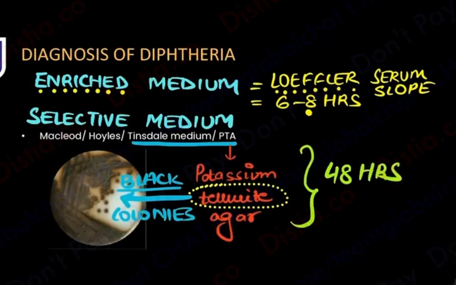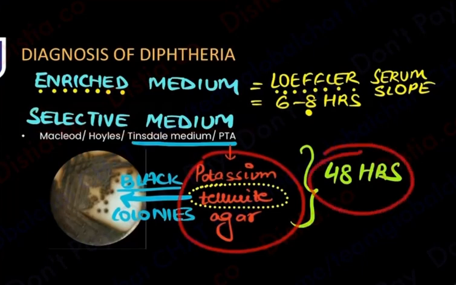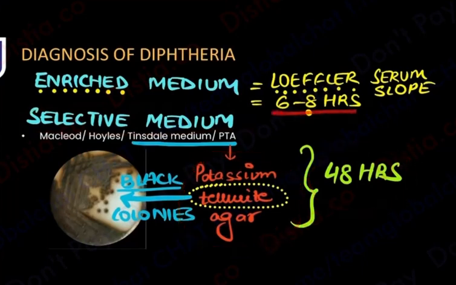So now listen to one PYQ. This is going to be very close in the paper. If I say I have a suspected case of diphtheria, bull's neck, pseudomembrane, and I want an early diagnosis, what are you going to use? The Loeffler serum slope, because it takes only 8 hours to grow. But which is the best one? See, selective media will always be the best media. So if they ask you which is the best media for growth, you will say potassium tellurite agar, although it takes 48 hours. That takes 8 hours, this takes 48 hours. Diagnosis done.